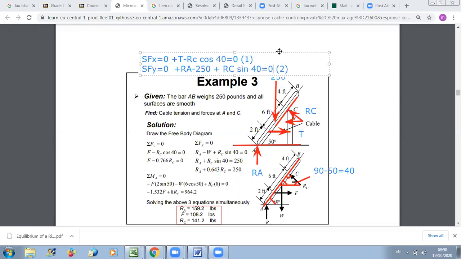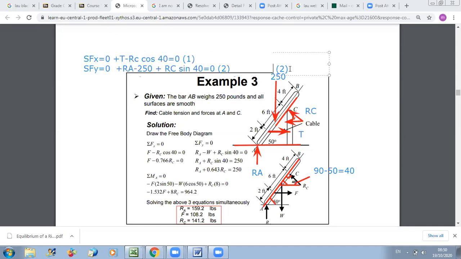So you can choose whatever point you want. You can choose sum of moment about A, you can choose sum of moment about C, but the easiest point will be C. You know why? Because here you have RCX and RCY, and you will get rid of them when you choose C, okay? So if I do sum of moment about C equals to 0, what do I get?